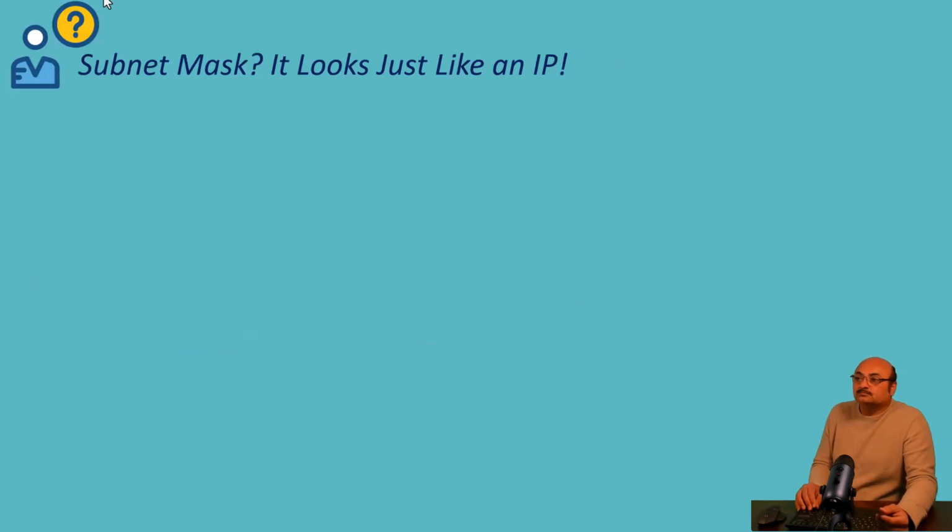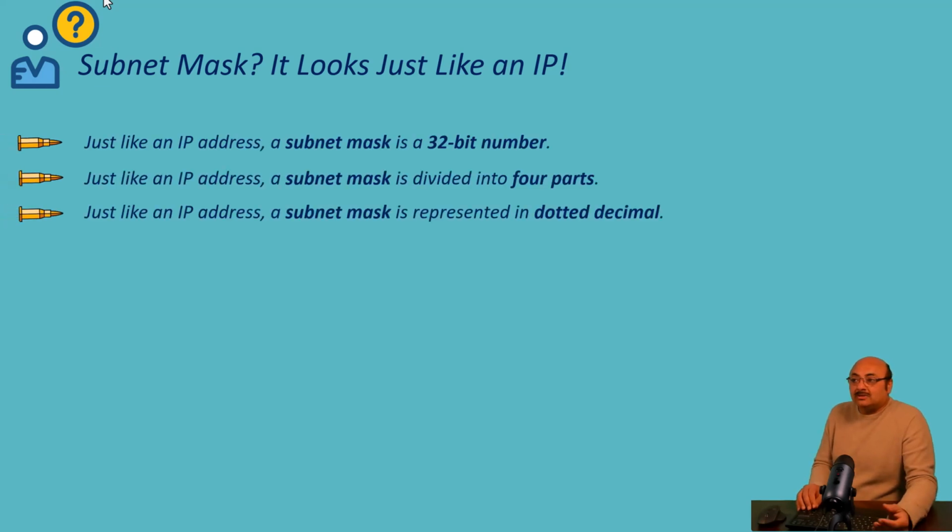Okay. Now, a couple of characteristics. If we have to draw a parallel, how does it compare with an IP address? Just like an IP address, a subnet mask is also a 32-bit number. Just like an IP address, a subnet mask is divided into 4 equal parts, represented in octets, bytes, or 8 bits. And just like an IP address, a subnet mask is also represented in dotted decimals.